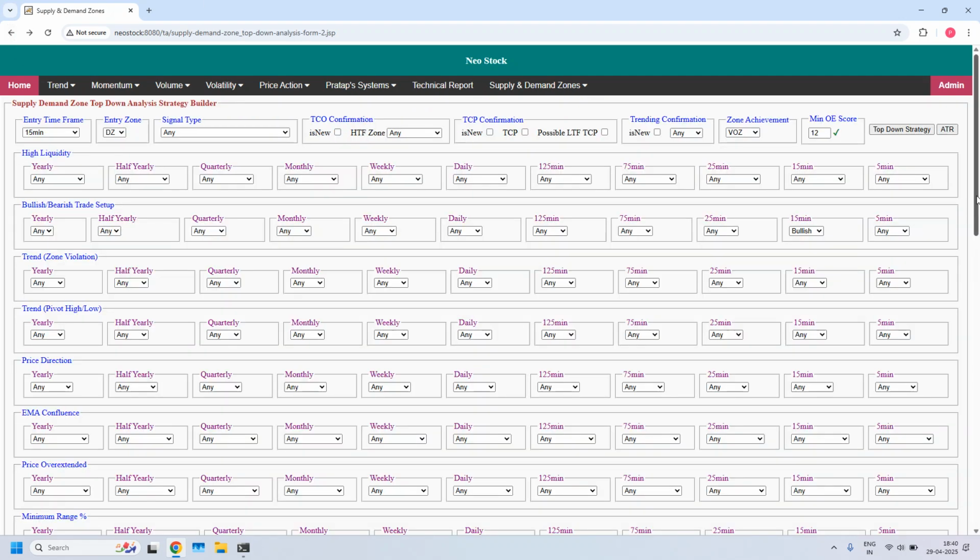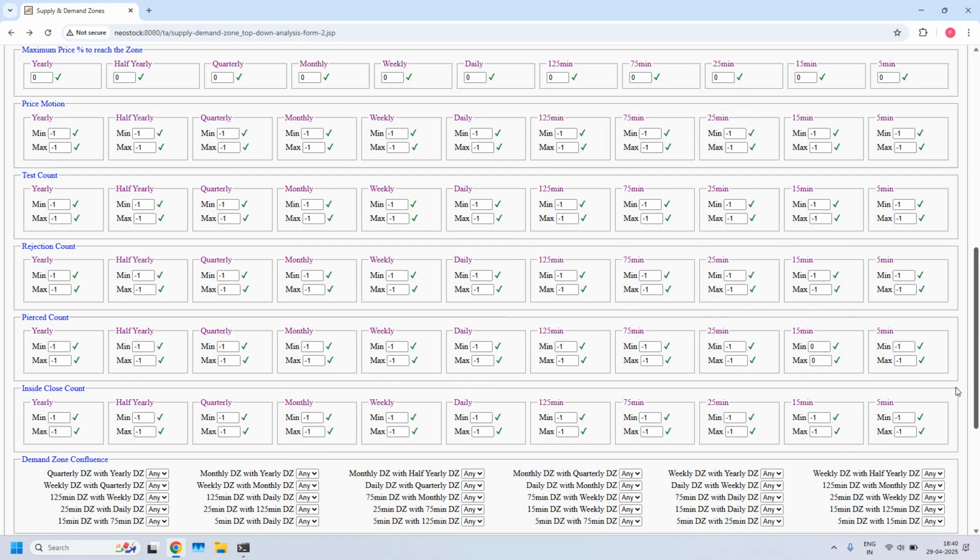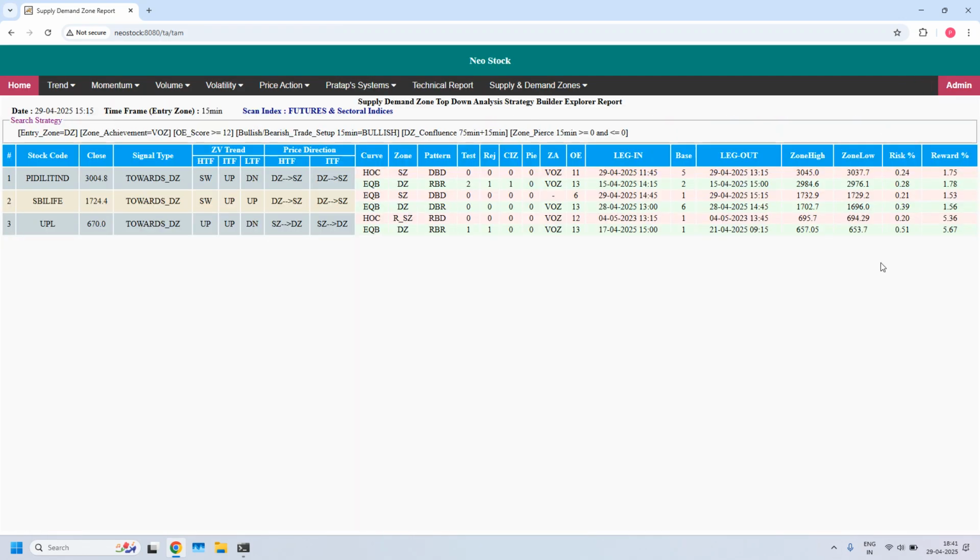I am going back. First filter LTF and ITF demand zone confluence. That is 15 minutes and 75 minutes demand zone confluence. With this filter, we got 3 stocks. In these 3 stocks, these 3 15 minutes demand zones overlapped with 75 minutes demand zone. And 75 minutes trend is up in all the three stocks.